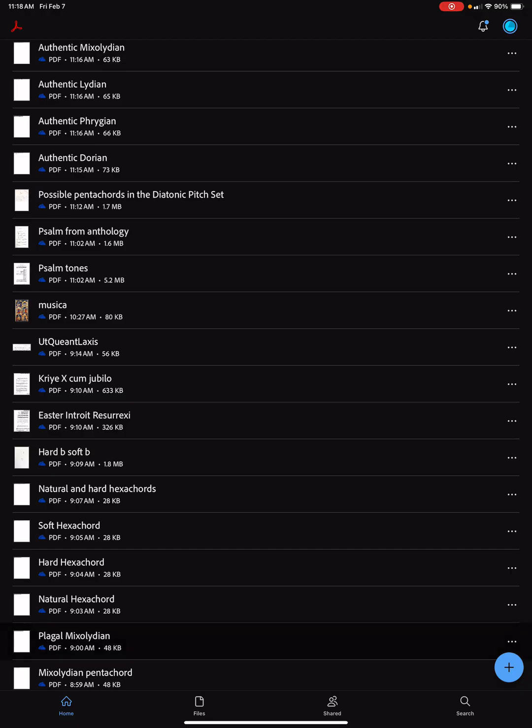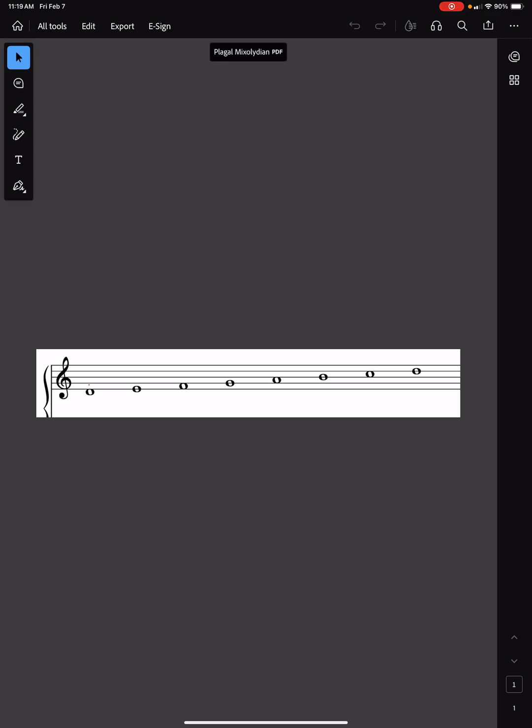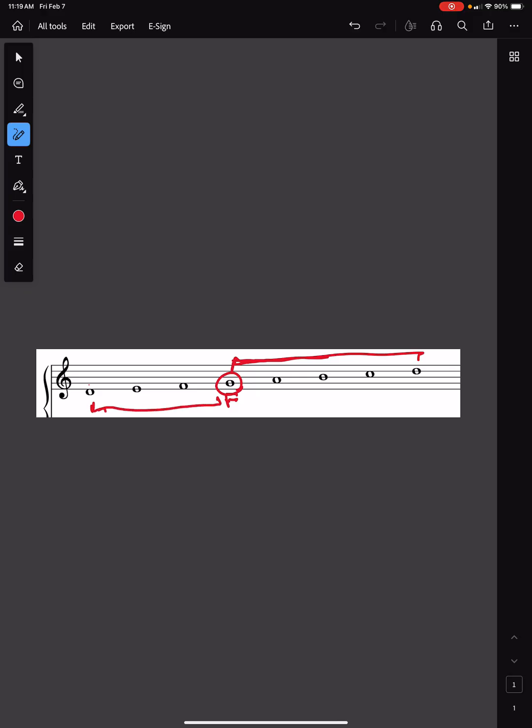And then for plagal Mixolydian, this also has a little bit of a weird aspect to it. Here's our final. Here's the original pentachord. Here's the added tetrachord. And then if you remember, the reciting tone was D in the authentic version. If we moved it down a third, we'd wind up on B, and they don't like singing on B. So the reciting tone here is C.